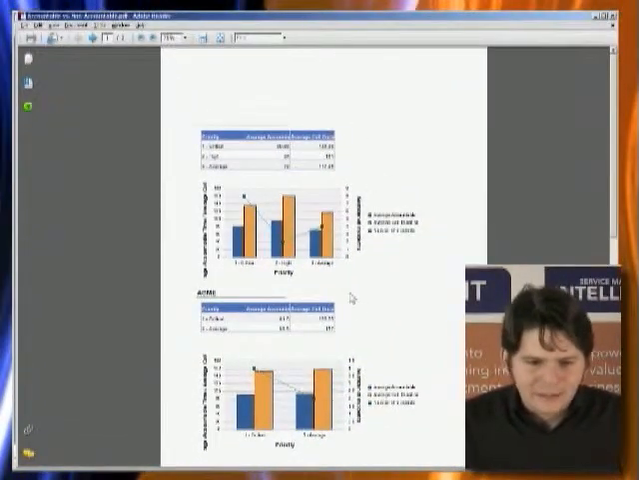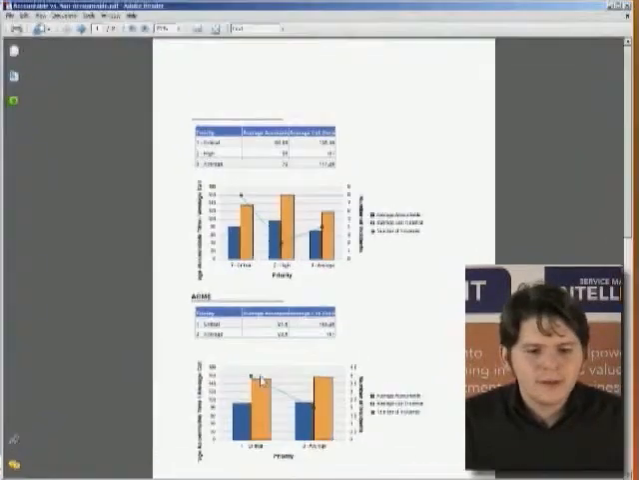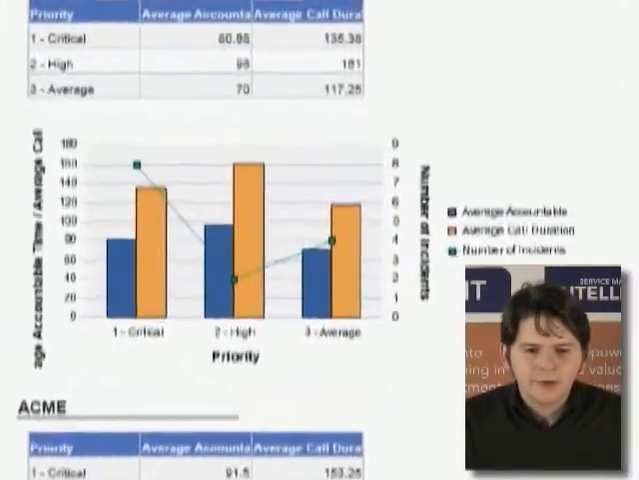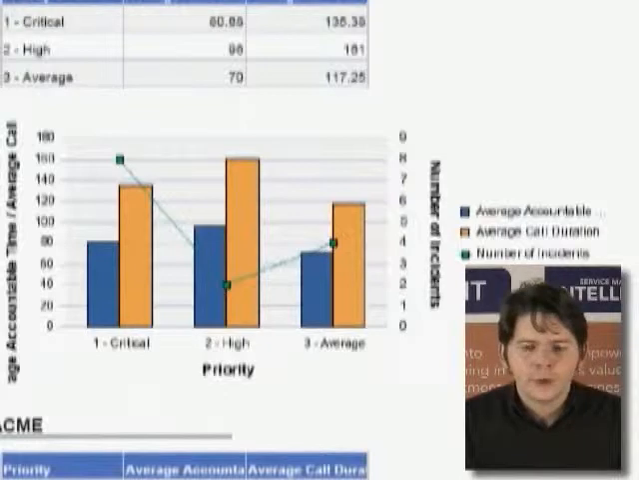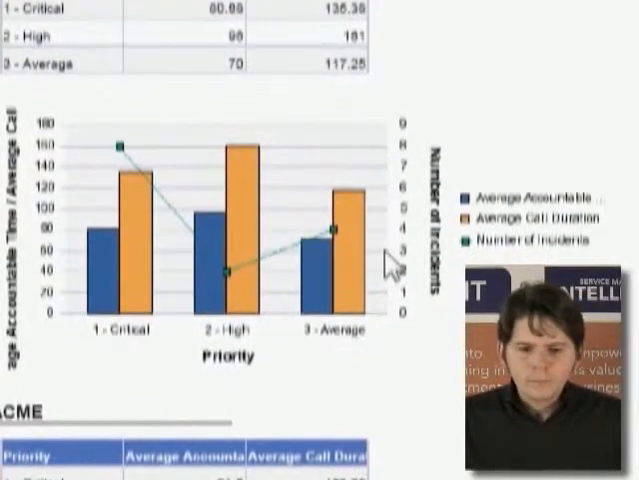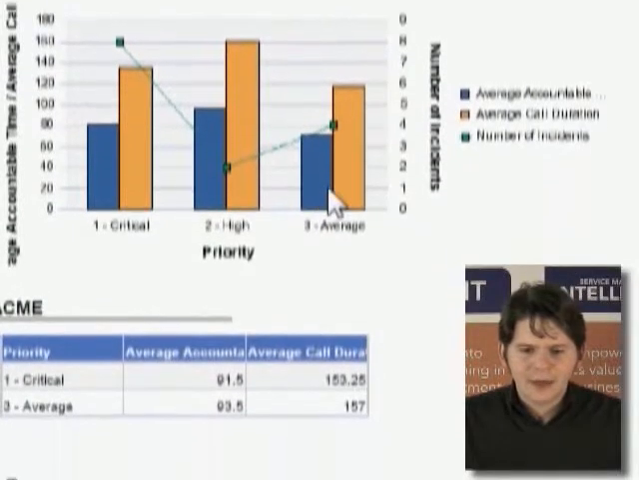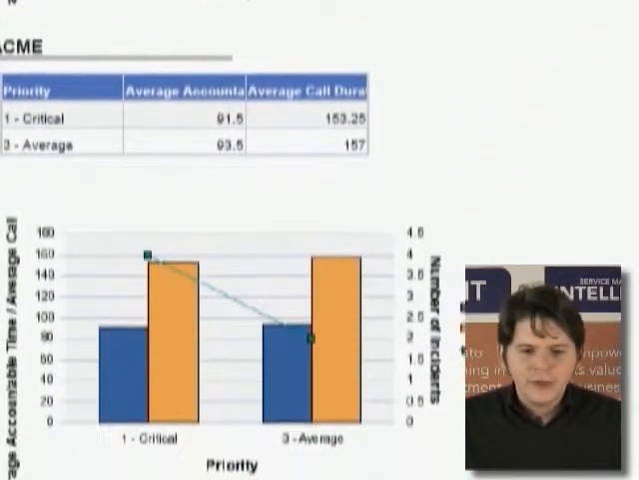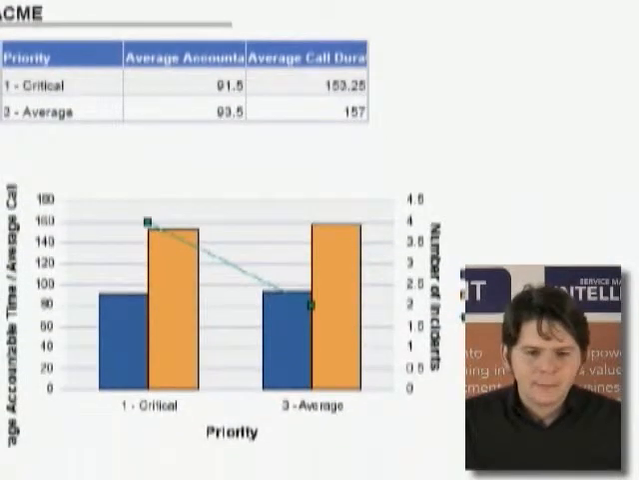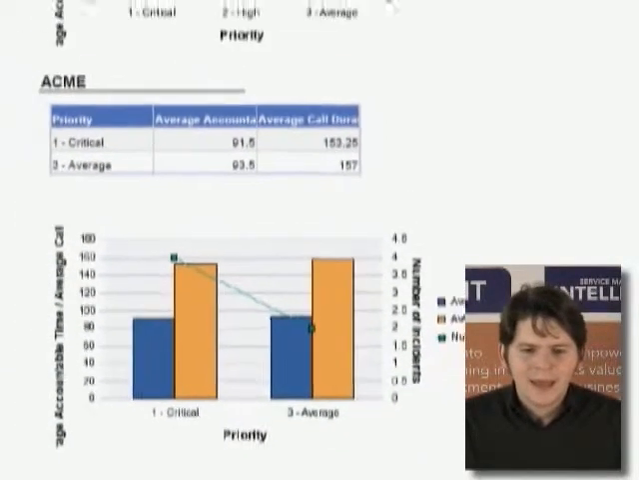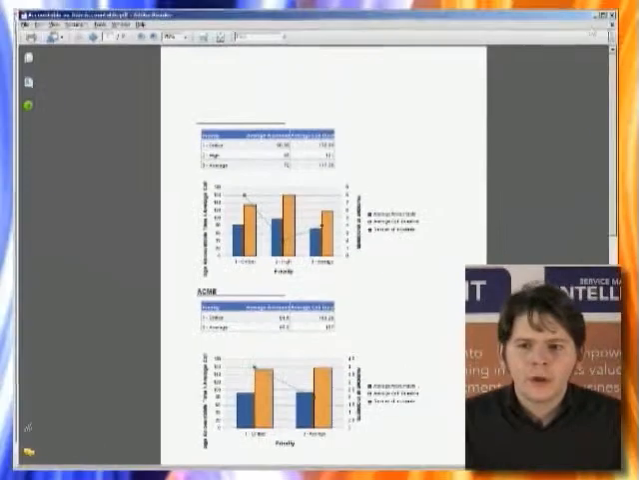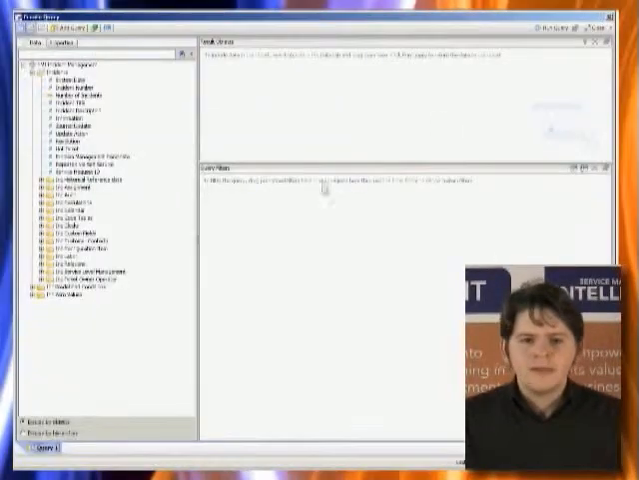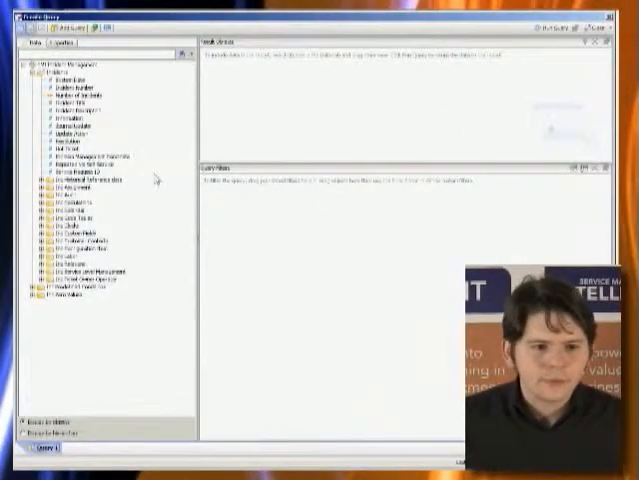So here we have information about Bob's performance broken down into the different companies that he's dealing with calls from. So he's working for an outsourced help desk. And we can see the average accountable time of his calls, the average call duration for his calls, and the number of calls he's dealing with. And we see it both in a table format and as a bar graph. Okay, that's what we're working towards. So let's dive straight in and create this report.